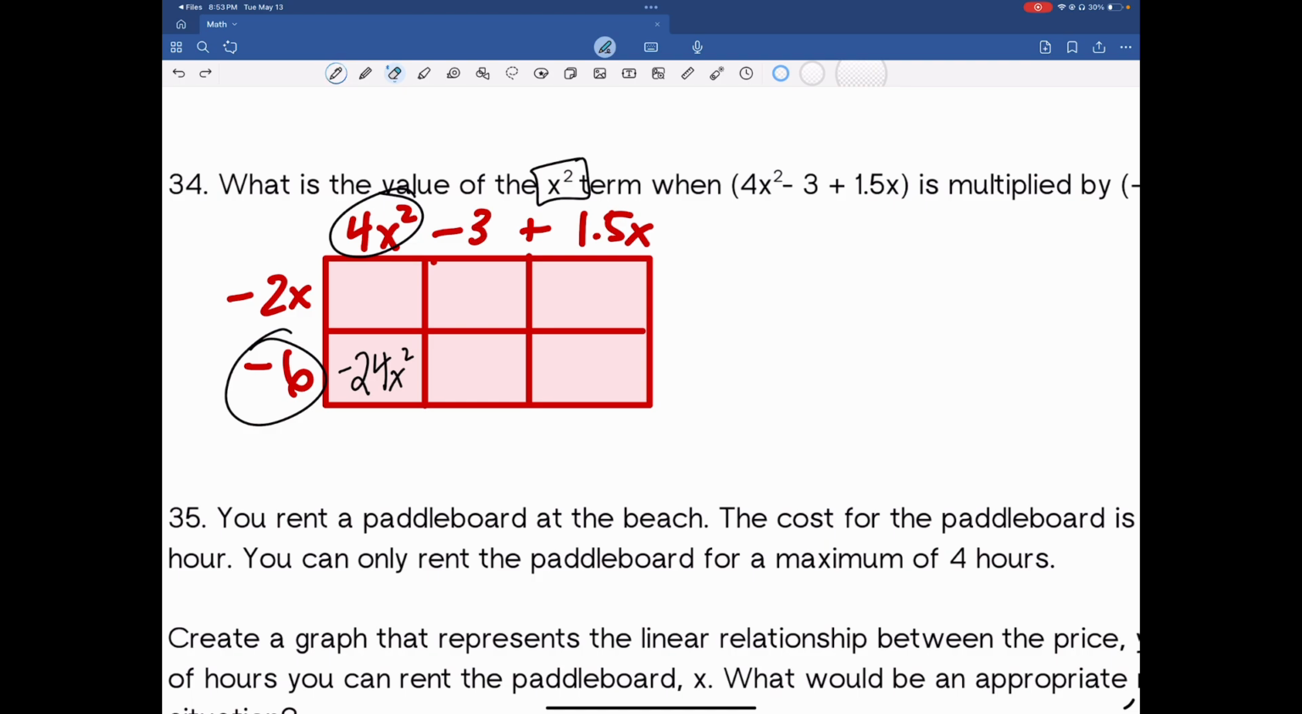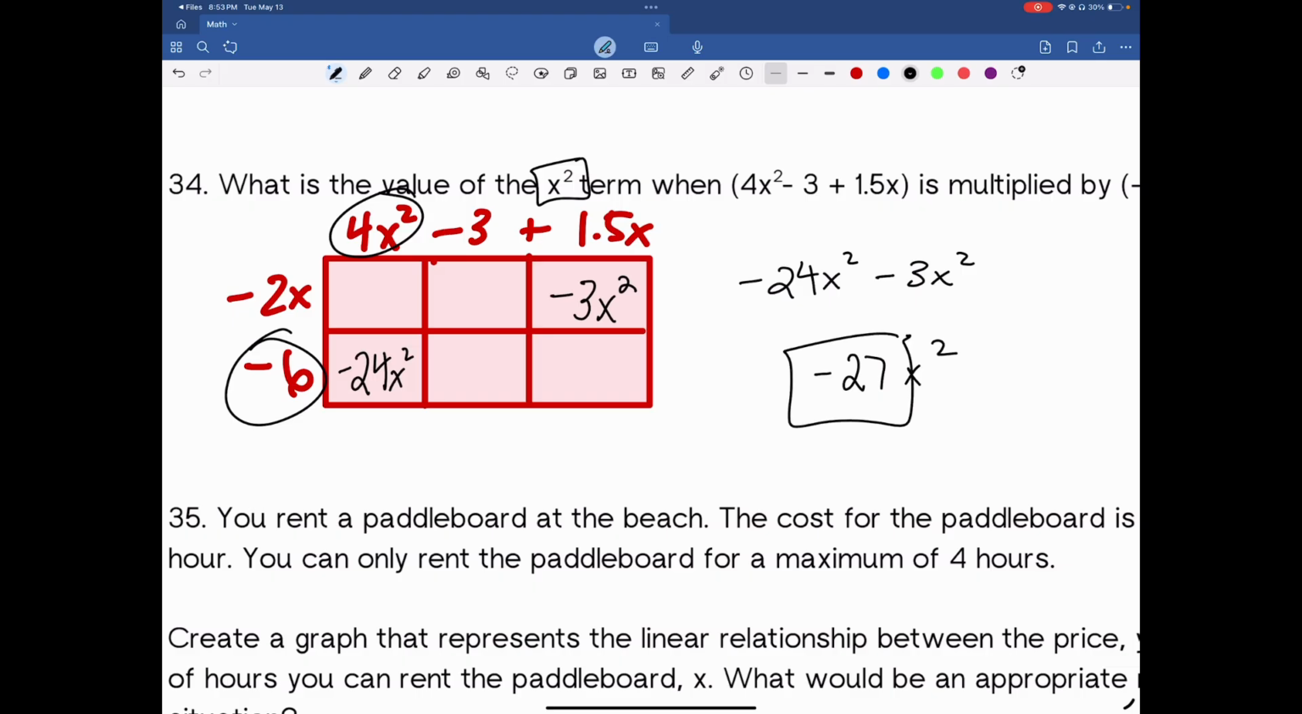Then, let's see, -3 times either of those is not going to give me an x squared, so I don't need those. 1.5x times -2 would give me an x squared. So 1.5 times -2 is going to be -3, and I'm going to have an x squared. And so those are my only two x squared terms. So I just need to combine those. So -24x squared minus 3x squared is going to give me -27x squared. So what's the value of the x squared term? Well, it's going to be -27. That's my answer.